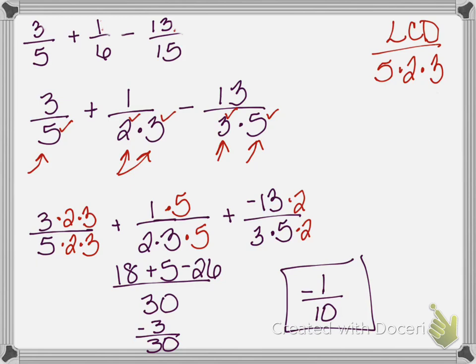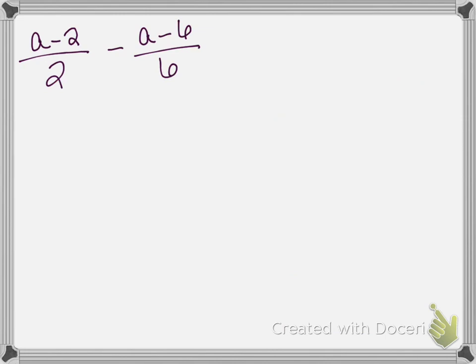Okay? So, now let's add some variables. Are we ready to add some variables? Okay, here we go. I have a minus 2 over 2 minus a minus 6 over 6. Now remember on Monday I said you cancel all of the binomial or you cancel none of the binomial.